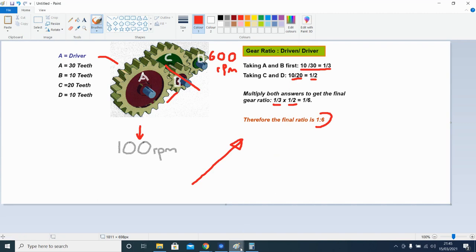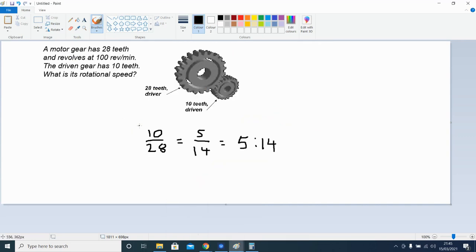Now, let's just have another look at calculating the output speed. So in this system here, we have a motor gear that has 28 teeth. That's this one here. It's 28 teeth and it's traveling at 100 revs. So this one here is going around 100 times per minute. The driven gear has 10 teeth. It's our output one over here. It's got 10 teeth. What speed is it going?